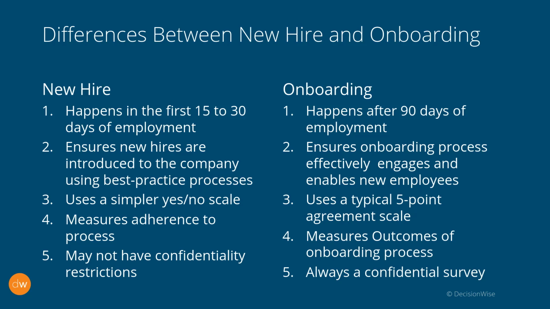Third thing I would say is, as we've mentioned, new hire surveys are a yes, no, or yes, informal, yes, formal, and no scale, a 3-point scale. Onboarding surveys, we're going to go to the agreement scale that we use in other experience surveys, a 5-point agreement scale from strongly disagree all the way up to strongly agree, so that we can match some of the data that we collect on the onboarding survey with some of the data that we might be collecting in our other listening devices like an engagement survey.